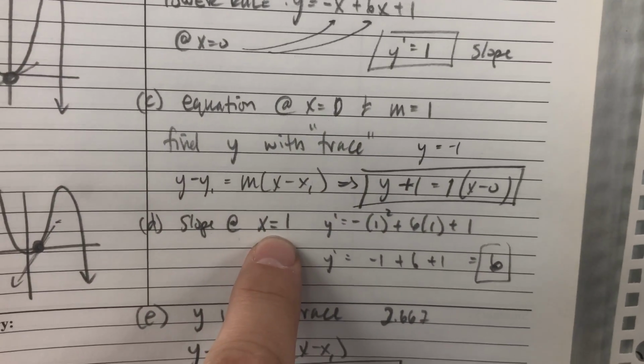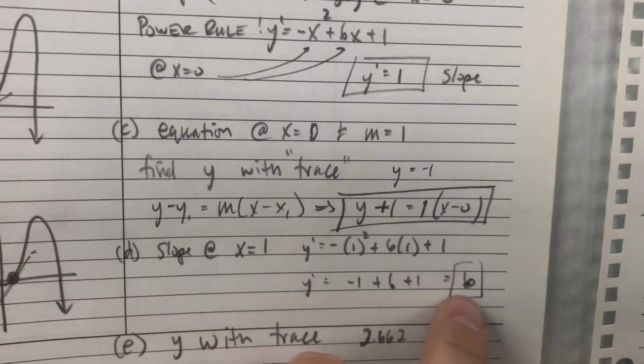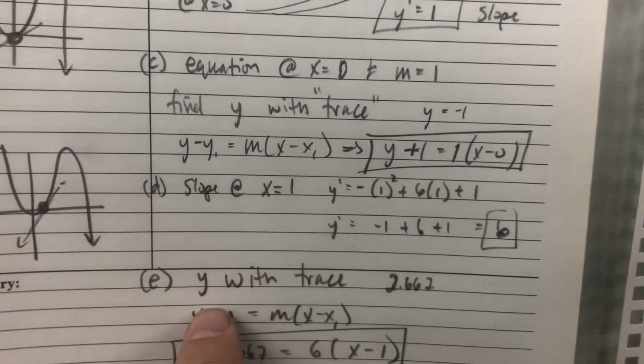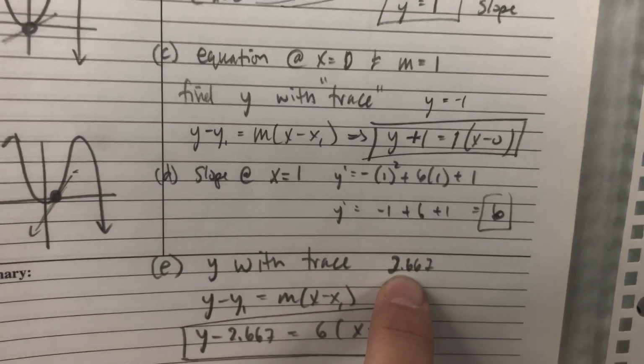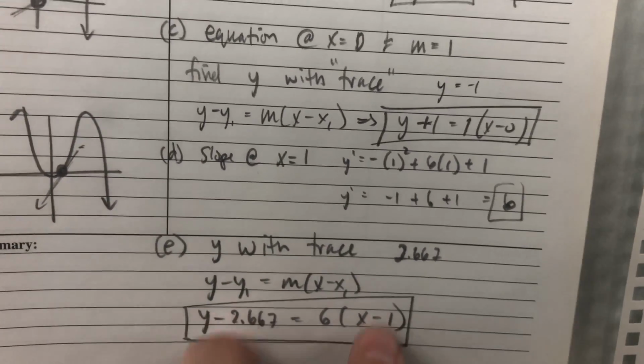The slope at 1, I plug it back into the power rule, the y prime, and I get 6 is my slope. And then I have to find the y with the trace function in the original equation to get 2.667, and that's what I got here. So my slope and my point done.